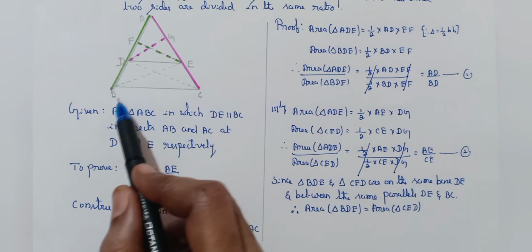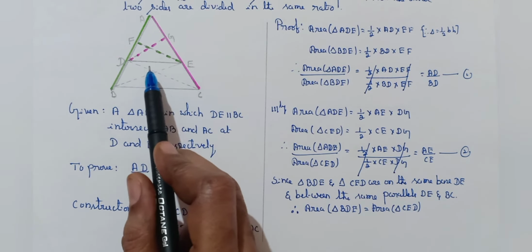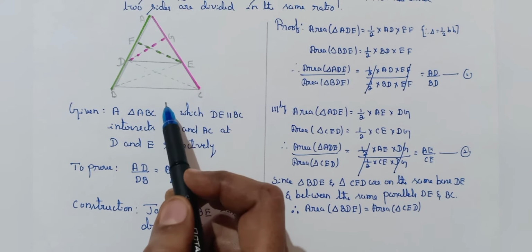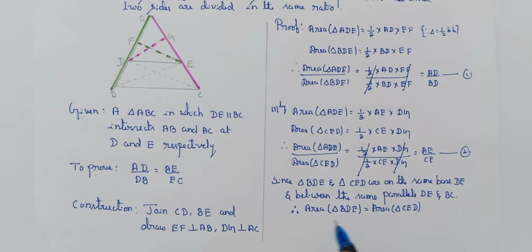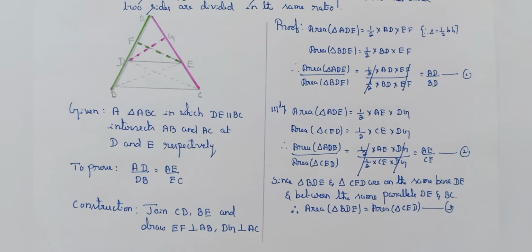Since the triangles BDE and CED are on the same base DE and between the same parallels DE and BC, they are equal in area. Therefore, area of the triangle BDE is equal to area of the triangle CED. Consider this as equation 3. Now, see equations 1, 2 and 3. From 1, 2 and 3, we get AD by BD is equal to AE by CE.